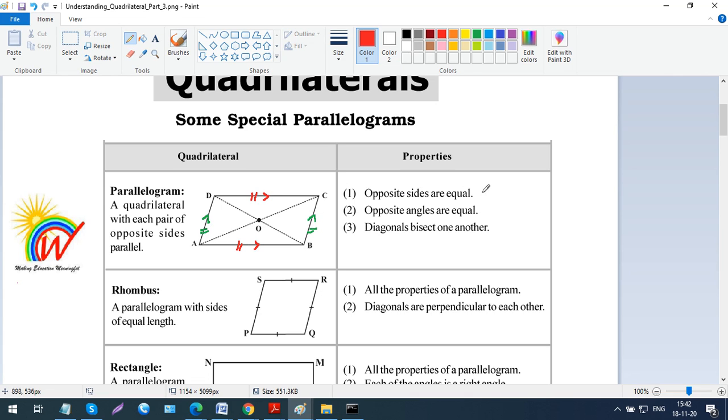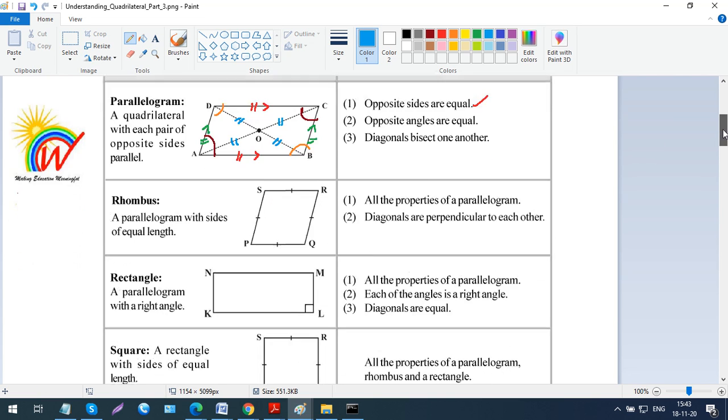See, opposite sides are equal and also opposite angles are equal. That is, this angle and this angle will be equal to each other. Similarly, the other two angles, this and this, will be equal to each other. And also the diagonals bisect each other. What does it mean? It means that this is equal to this and this is equal to this, right? This is what it means by bisecting each other.